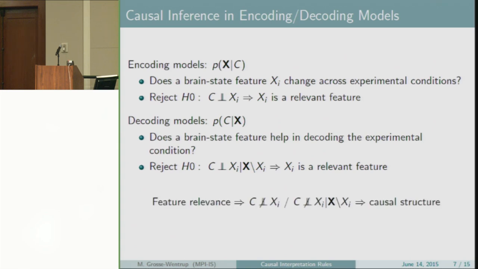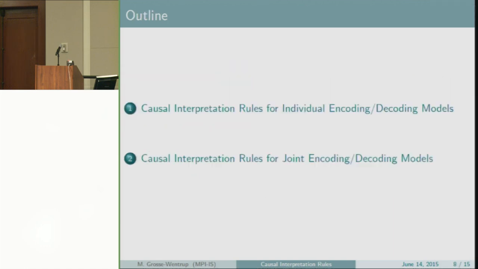So this now provides the link between encoding and decoding models and causal inference. Relevant features in our encoding and decoding models translate into statements about univariate independence and multivariate conditional independence, respectively. And from the previous slide, I argued that these independence and conditional independence statements tell us something about the causal structures that may have generated our data, and hence form the link to causal inference. Okay, so this was the introduction.